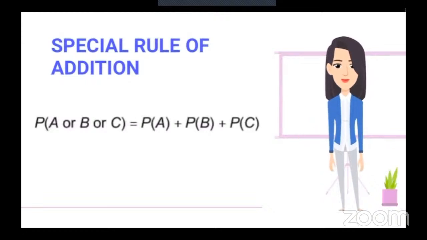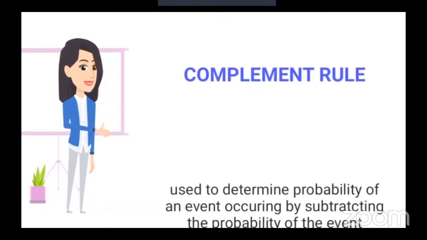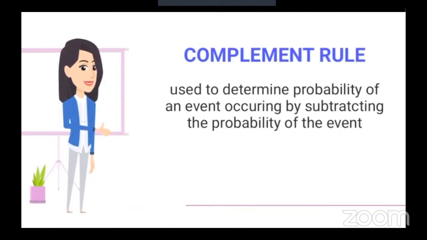P(C). The complement rule is used to determine the probability of an event occurring by subtracting the probability of the event not occurring from one. This rule is useful because sometimes it is easier to calculate the probability of an event happening by determining the probability of it not happening and subtracting the result from one. Notice that the events A and not A are mutually exclusive and collectively exhaustive. Therefore, the probabilities of A and not A sum to 1.